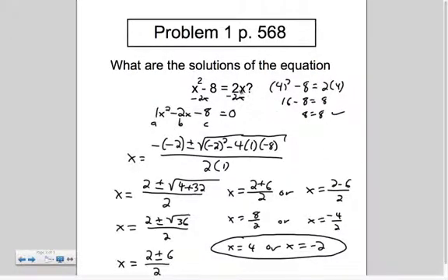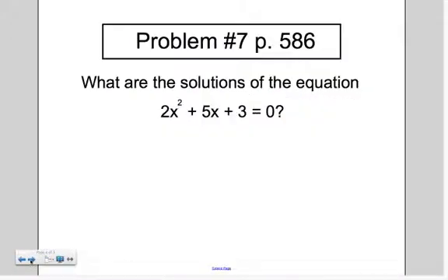And now we can check the other one. Plug in negative 2, so negative 2 squared minus 8 equals 2 times negative 2. That's 4 minus 8 equals negative 4. 4 minus 8 is negative 4. So that does work. So both of these are solutions, and we can verify that.